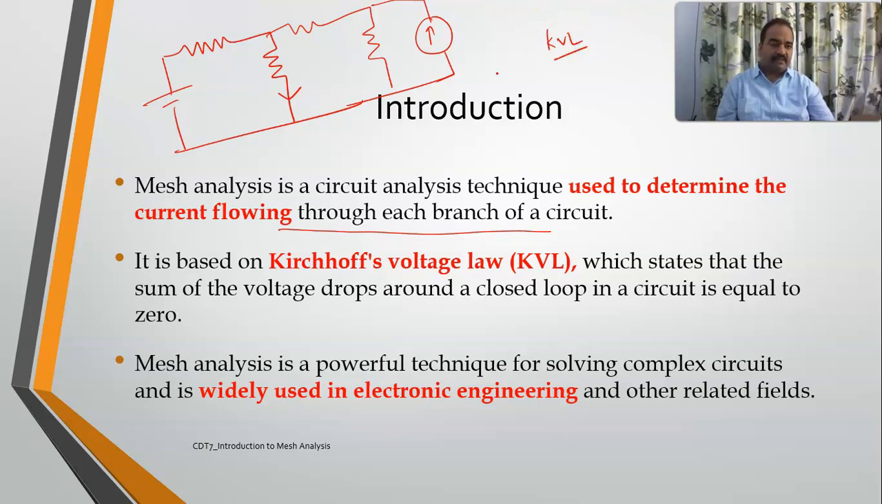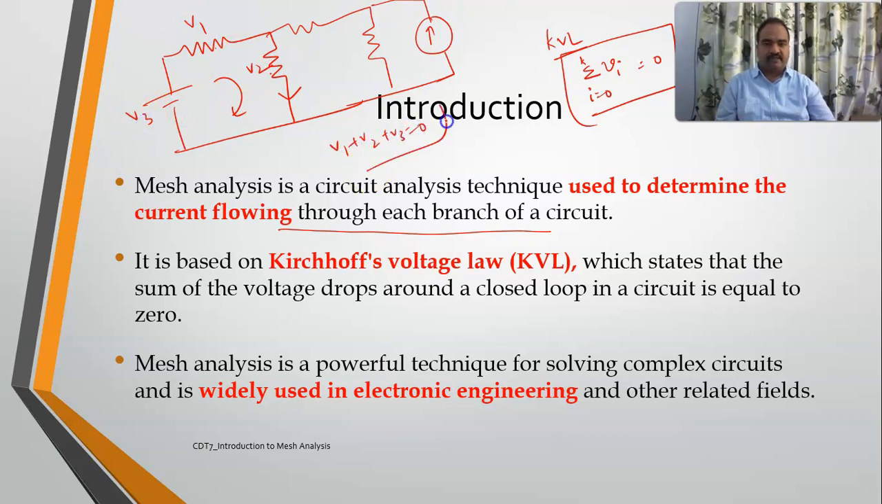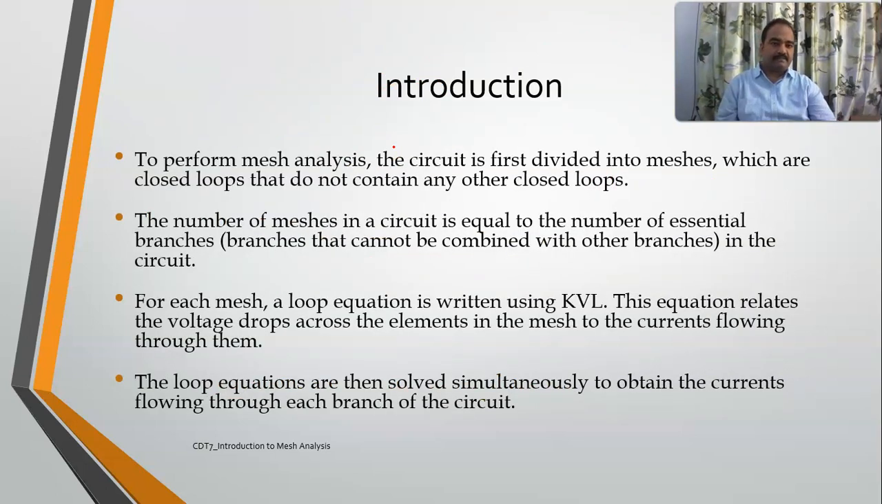which we discussed in week number 1, Kirchhoff's voltage law, which states that the algebraic sum of voltage drops across all elements in a loop is equal to 0. Let us suppose this is a loop with 3 elements: V1, V2 and V3. V1 plus V2 plus V3 is equal to 0. This is what your KVL says. Mesh analysis is considered one of the powerful tools for solving complex circuits, particularly in communication and electronics engineering. So, how to perform this mesh analysis?